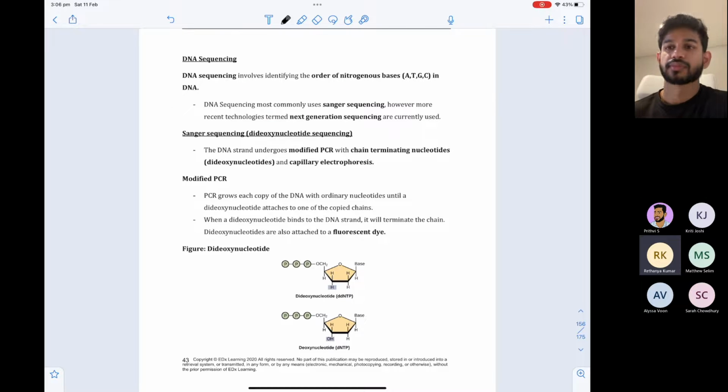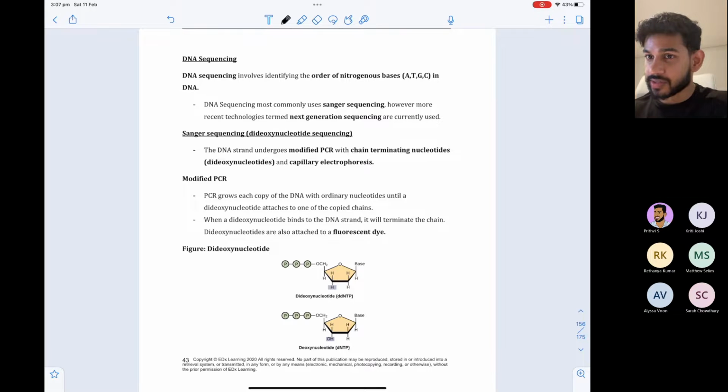PCR and gel electrophoresis. Very good. In DNA sequencing, it's just a modified version of PCR and a modified version of electrophoresis. Now, I'm going to show you in detail how DNA sequencing works.